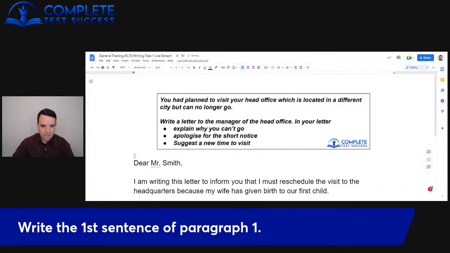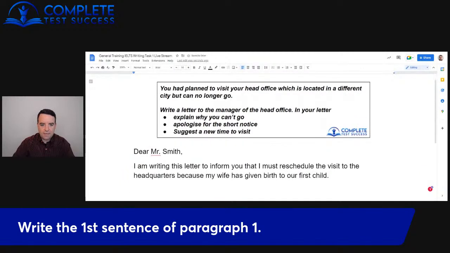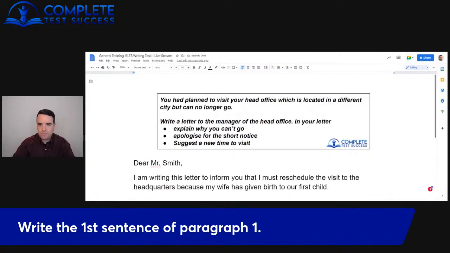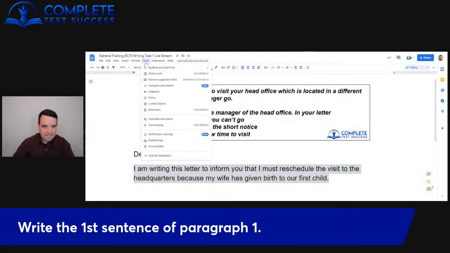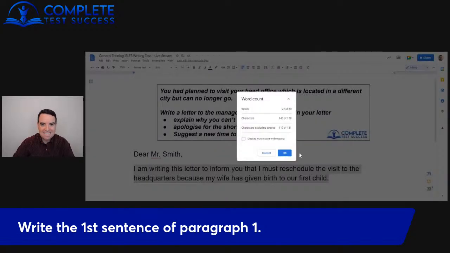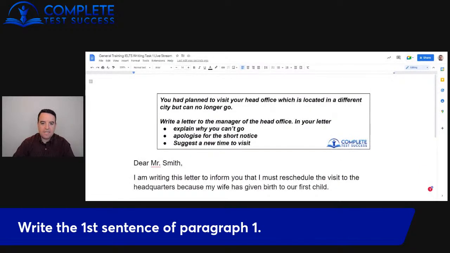So that's what we needed. And then what we're aiming for is, not exactly, but roughly, we want about 60 words in each paragraph. So at the moment, this first sentence is 27 words. So we need about another 30 words. So we want to stay on topic. We want to stay discussing this thing, this reason.